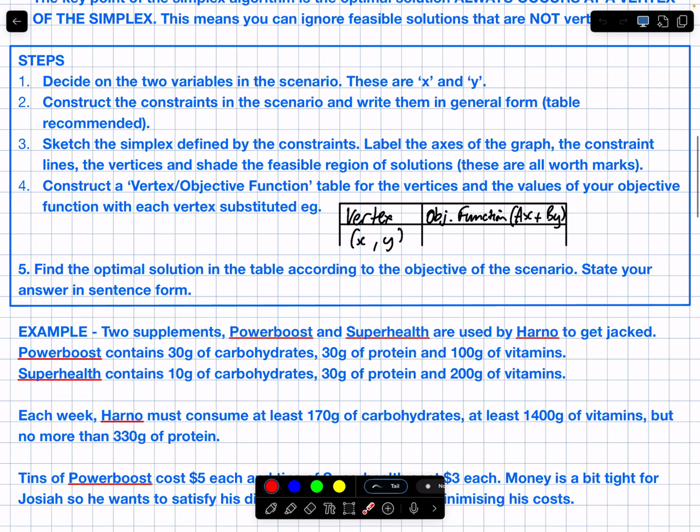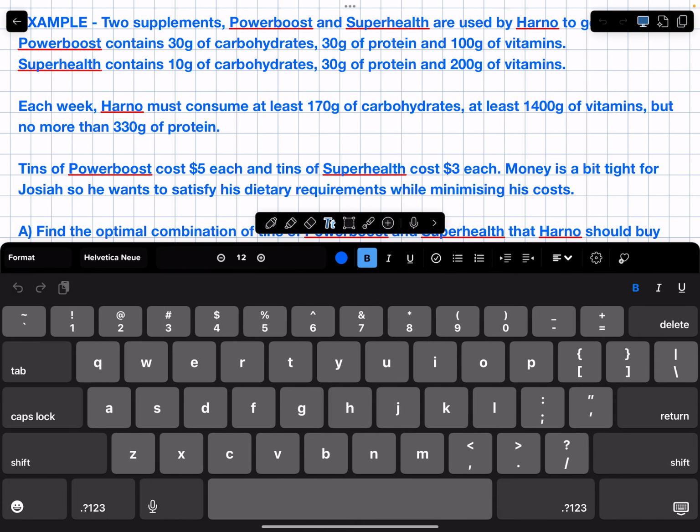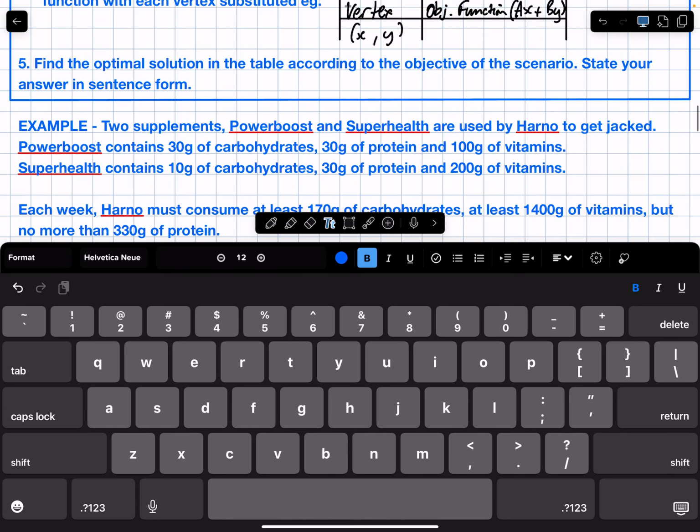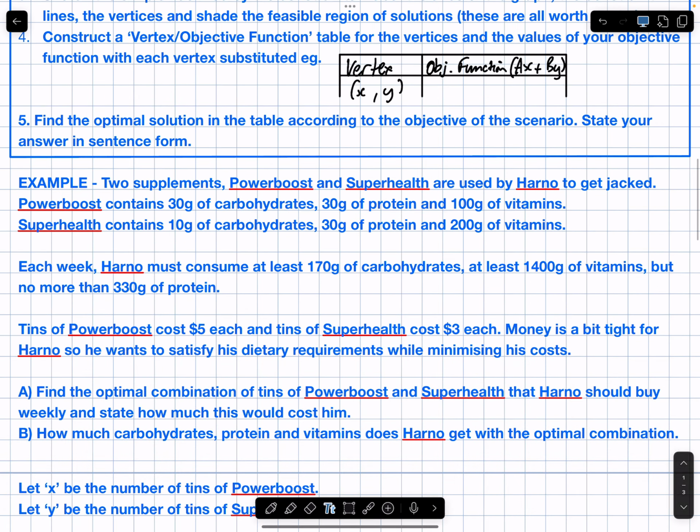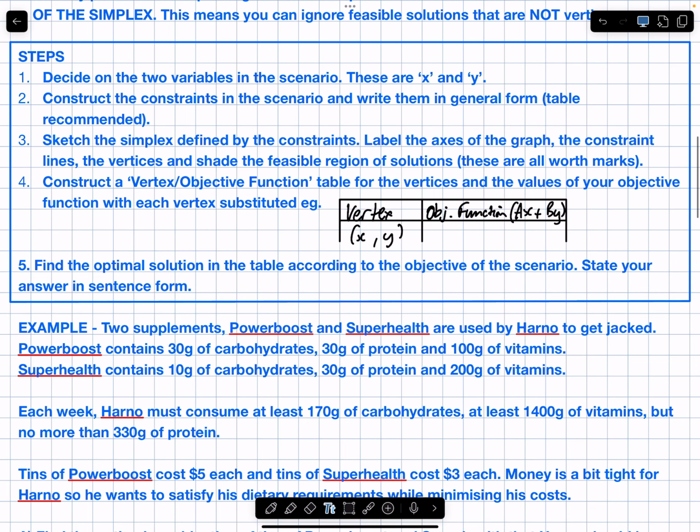If you're a little ahead, start getting the example using Hano, who's trying to get jacked. I'm sorry, my bad. I didn't change all the names. Sorry, steps.